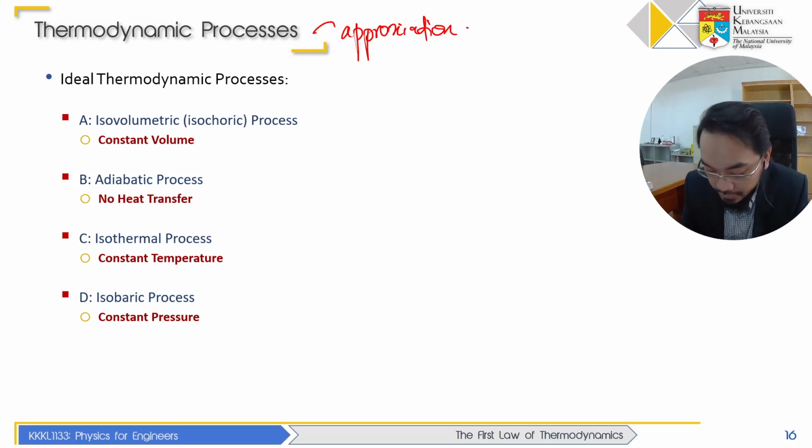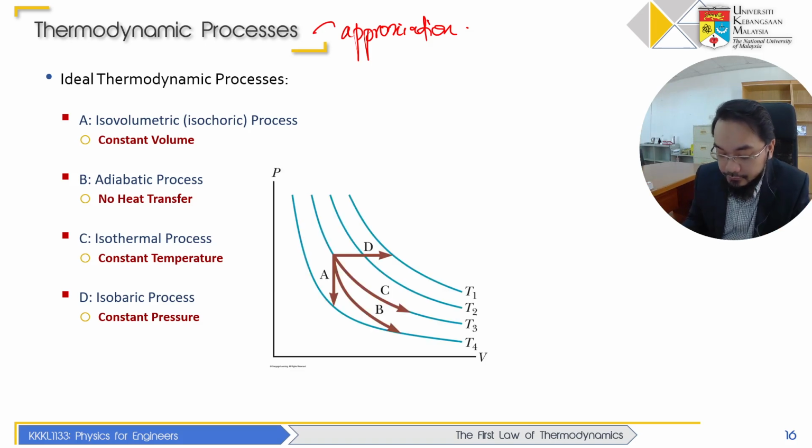For this particular course, the ideal thermodynamic processes that we need to be acquainted with are these four, firstly the isovolumetric process, A, which is constant volume. As you can see in the PV diagram, A has a constant volume. How do I know it's constant volume? Because the work done is zero, since you cannot find the area under the line that goes vertically like this on A. So it's a constant volume process, the isovolumetric process.